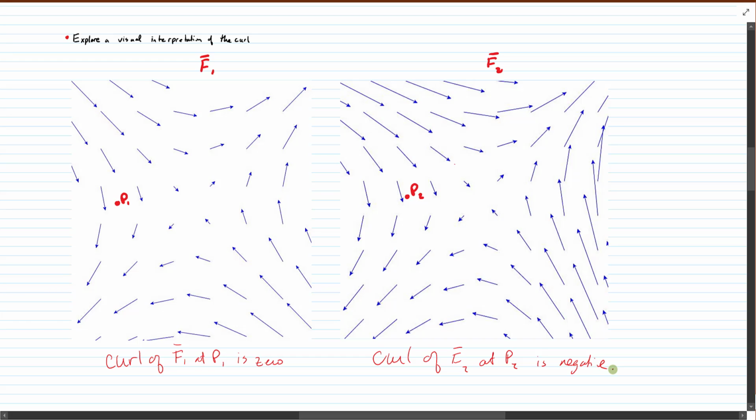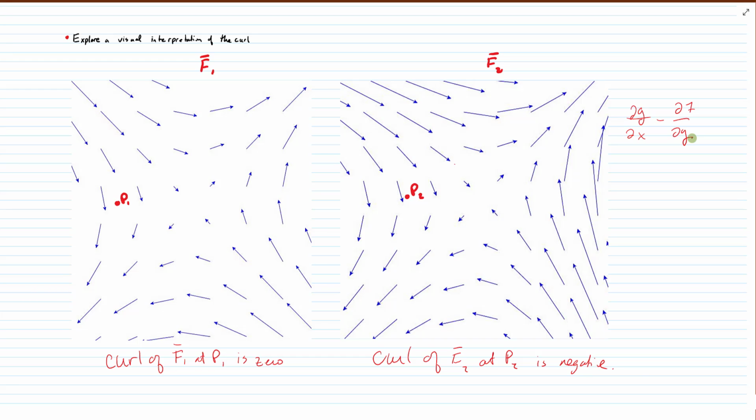Without doing the calculation for the curl, remember that calculation was the partial of g with respect to x minus the partial of f with respect to y. Without doing that calculation, I can't discern between these two situations, and I don't think that you can either. So to reiterate, you can't always just look at a point in a vector field and identify the curl. Usually you have to do the calculation.